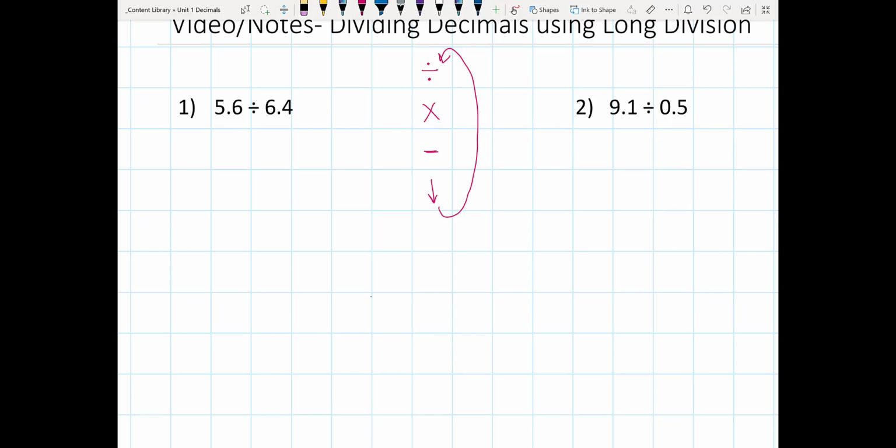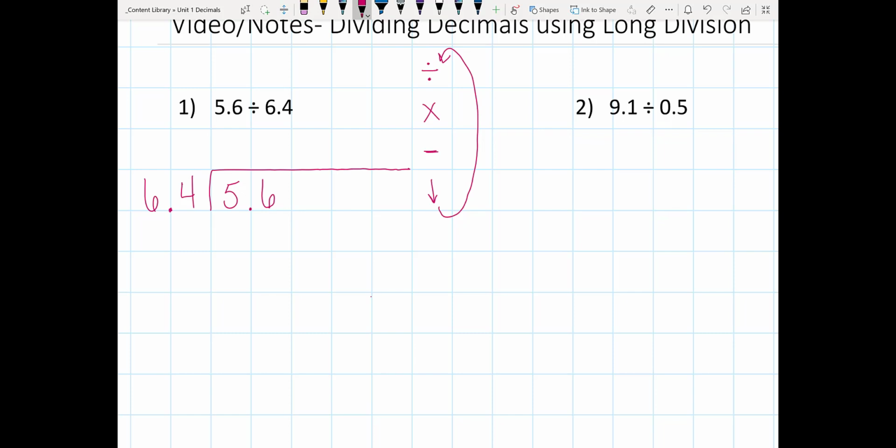For these, they're all going to work out evenly, so we're going to end up ending when we get to 0. So let's get started. The first one we're going to do is number 1, 5.6 divided by 6.4. The first number in our problem goes inside the division sign. The second one, 6.4, would go on the outside. Sometimes if your answers seem to not be working out evenly, it's always a good double check to go back to the beginning to make sure that you placed your numbers correctly.